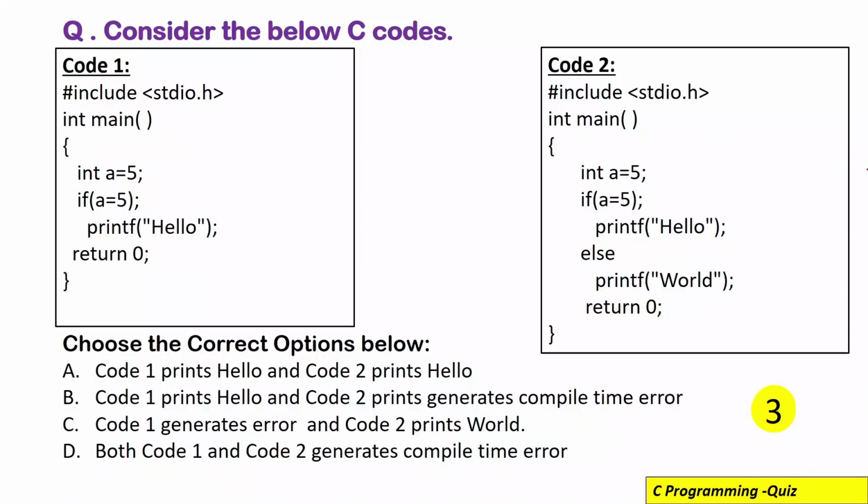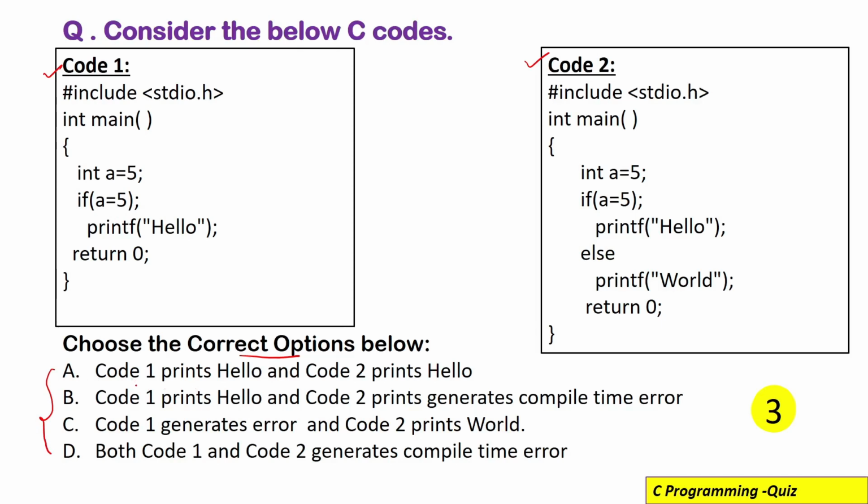Hello everyone. So this is the next MCQ. In this MCQ, we are given two codes. This is one of the codes and this is another code. Both are in the C programming language. So the question is, we have to find the correct options from these given four statements for code number 1 and code number 2.